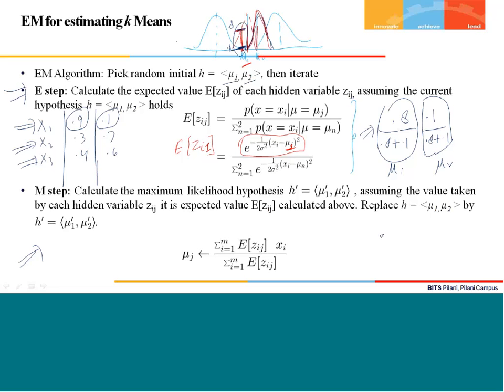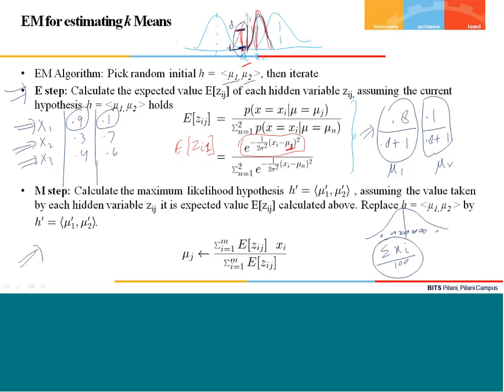For example, somebody gives you points and says these points are generated from a single normal distribution. What is the mean of it? I proved this to you: the maximum likelihood estimation of the mean is that you add all these xi's and divide by the number of xi's. For example, if there are 100, you add all the xi's and divide by 100. That's how you calculate the maximum likelihood for a normal distribution.